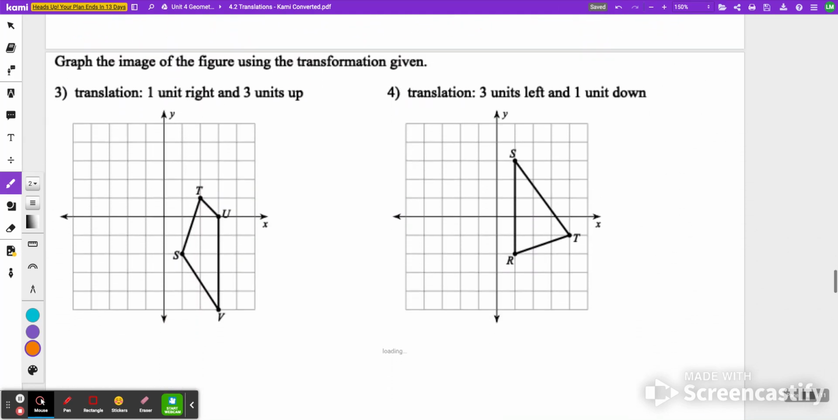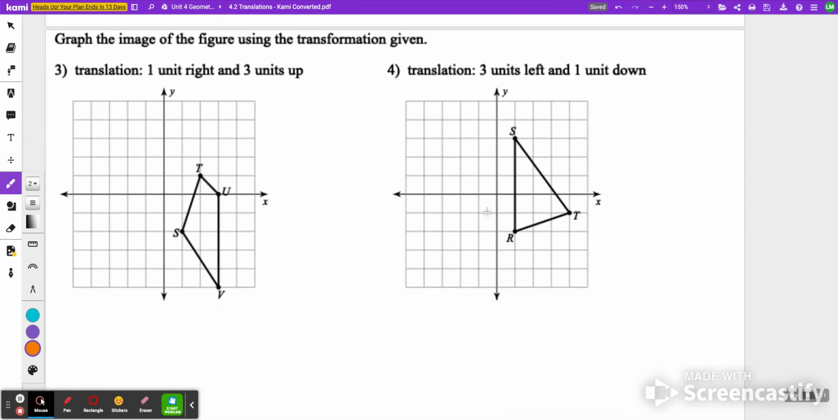Next, I'm going to have you try this one. These are where you're actually going to translate the figure according to what it says. So I'm going to do the first letter, and you're just going to pause it and try the next ones in your notes. I'm going to translate 1 unit to the right and 3 up. So that means I would be taking my X's and my Y's. 1 right means I'm adding 1 to the X value, and 3 up means I'm adding 3 to the Y value. So maybe we start with the letter T.